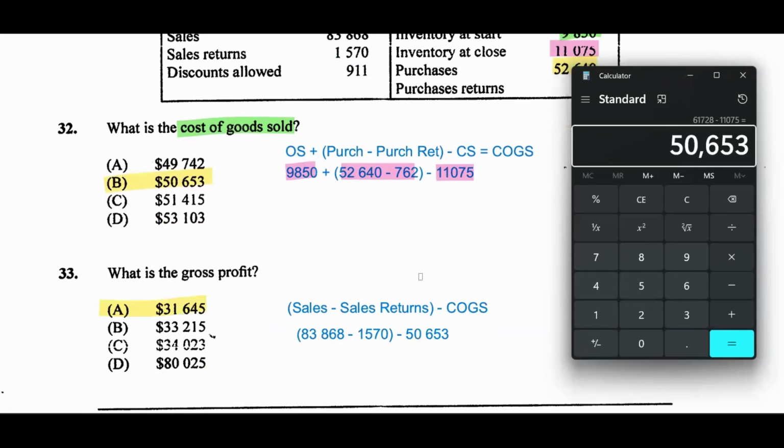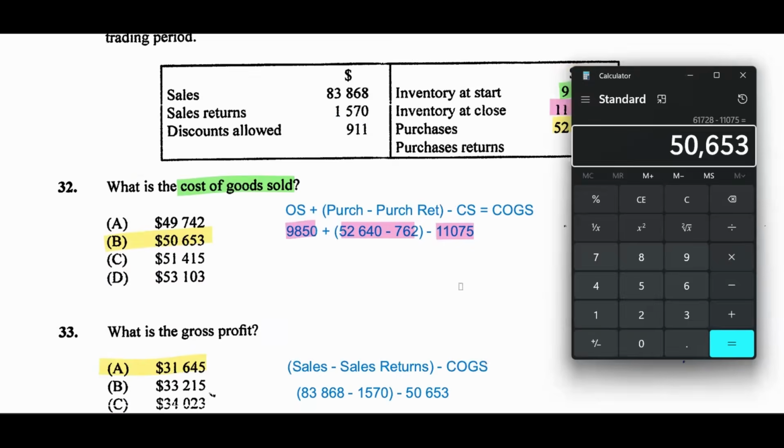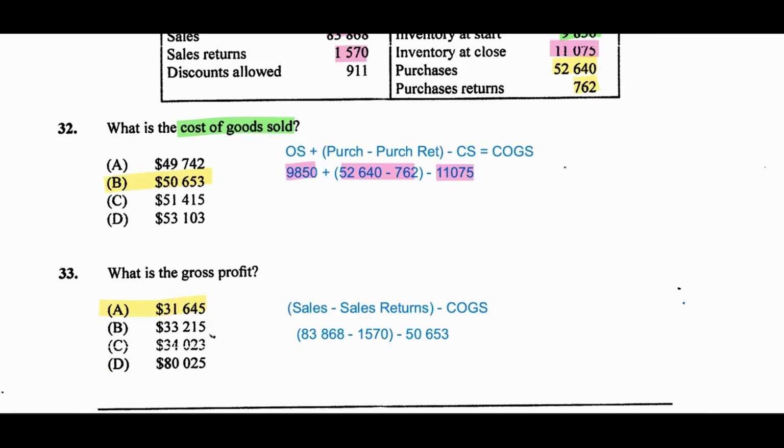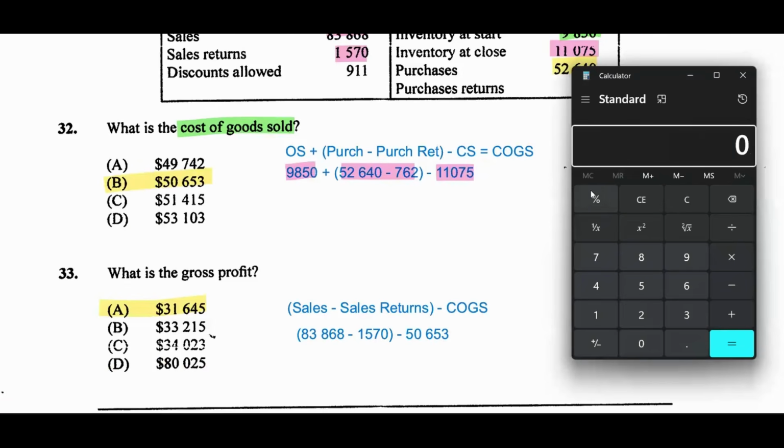using the same data. Now, since we worked out the cost of goods sold as $50,653, to get your gross profit will simply be your net sales minus cost of goods sold. Net sales will be sales less sales returns. That'll be our net sales, and then we subtract our cost of goods sold. All right, guys, let's look at our figures. Net sales should be 83,868 minus 1570. Good. That's our net sales. Now we subtract the cost of goods sold as 50,653. Answer should be 31,645. There we go. Question 33, A.